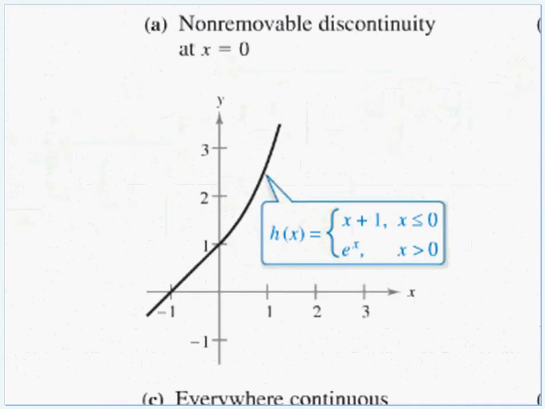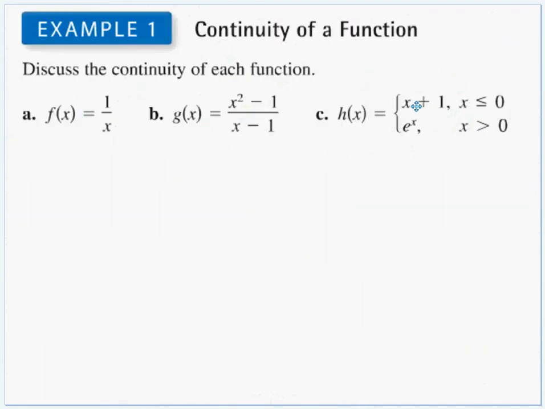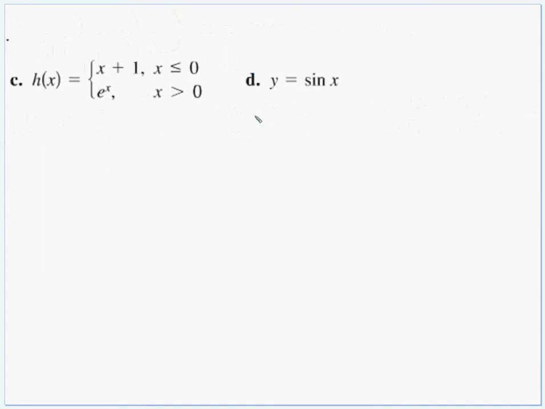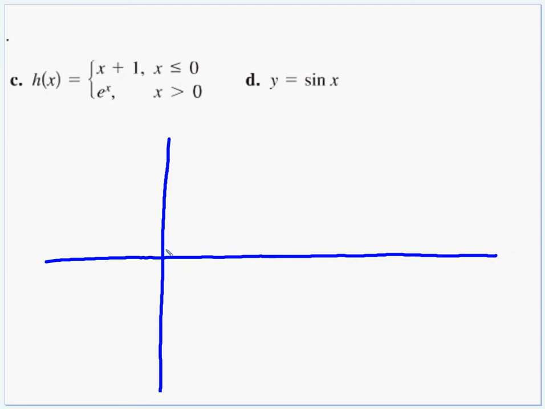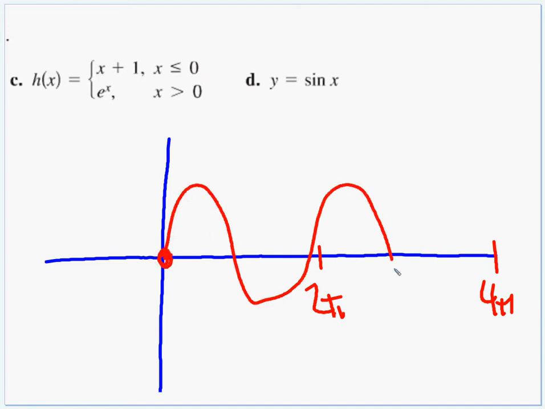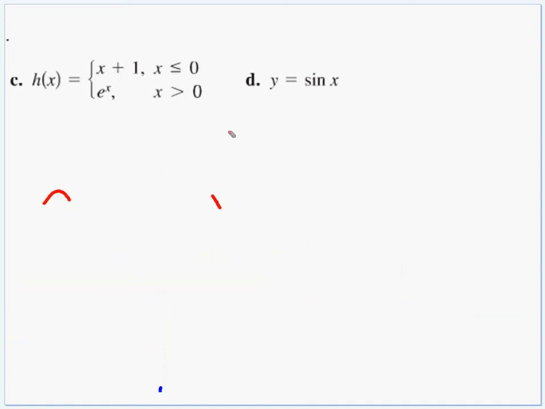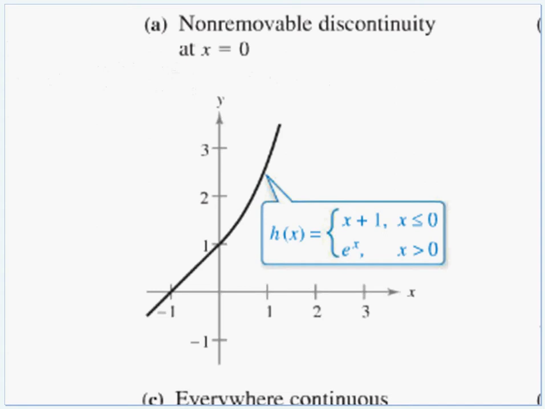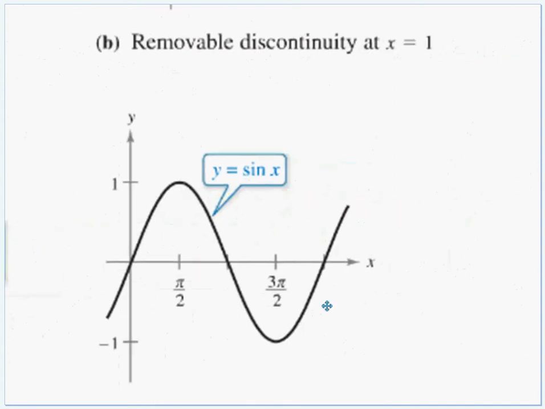Ooh, did I miss one? Oh, I guess I did. D, sine x. So think back to all the fun we had in pre-calc. Sine x would start at the origin, and when we get out to 2 pi, and every 2 pi after that, we would have another cycle. So our sine graph is going to look something like this. That's pretty terrible, but you get the idea. It's continuous everywhere. That graph is just going to roll out to the left and the right forever. It's everywhere continuous. And the book's graph is, of course, better than mine.